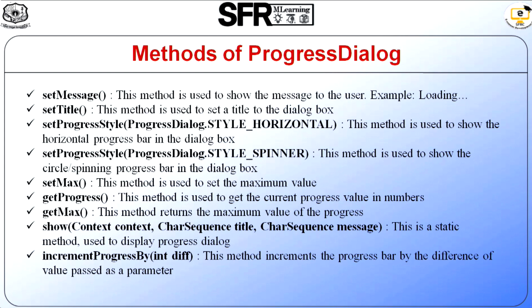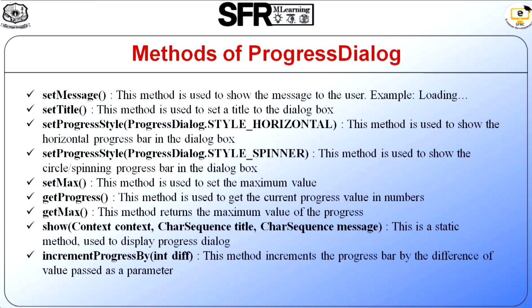Next one is an important property, that is setProgressStyle. Using this method, you can specify two types of styles for the progress dialog. The first one is horizontal, the second one is spinner. Horizontal shows the horizontal progress bar in the dialog box. The spinner is used to show the spinning progress bar in the dialog box.